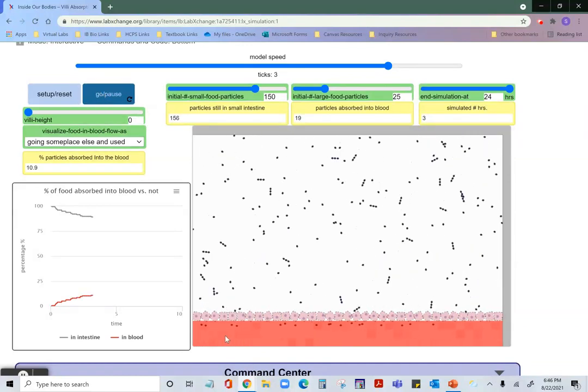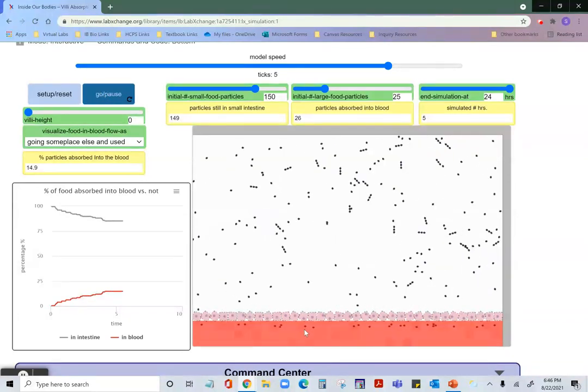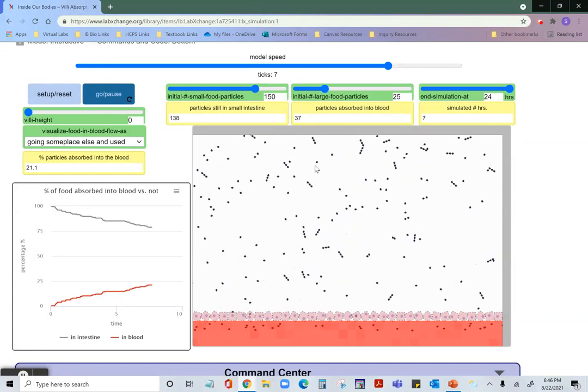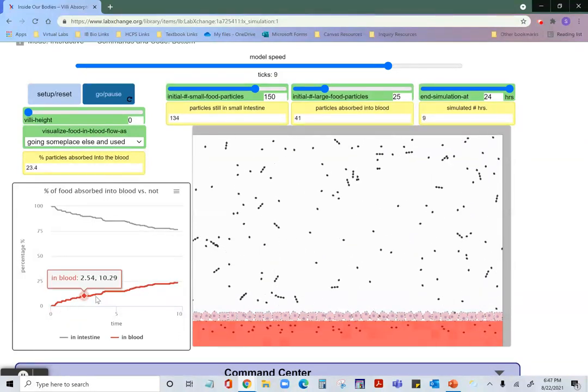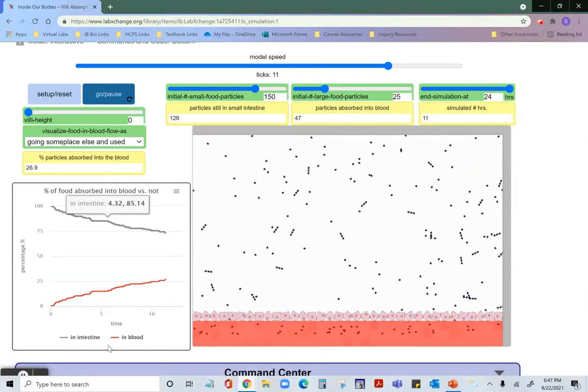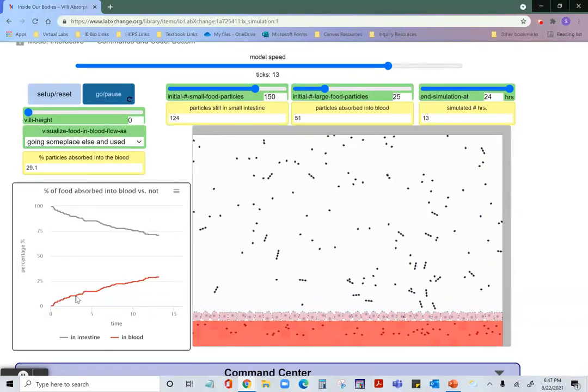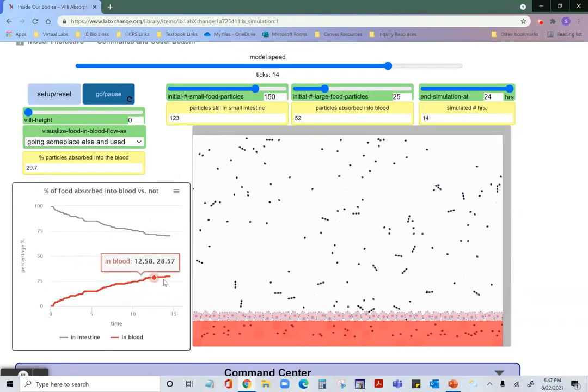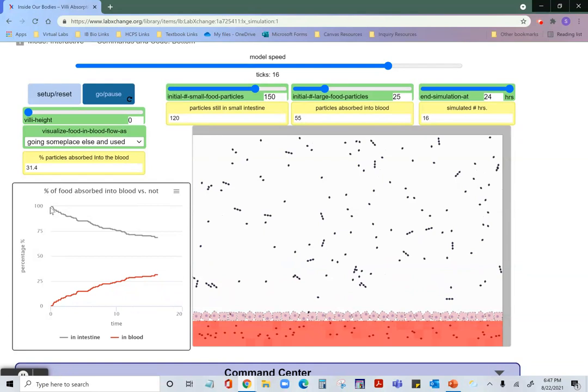All right, so you can see there's some small particles that are being absorbed. The big ones, not so much. Here's our graph. It's showing over time you are absorbing food into the blood.